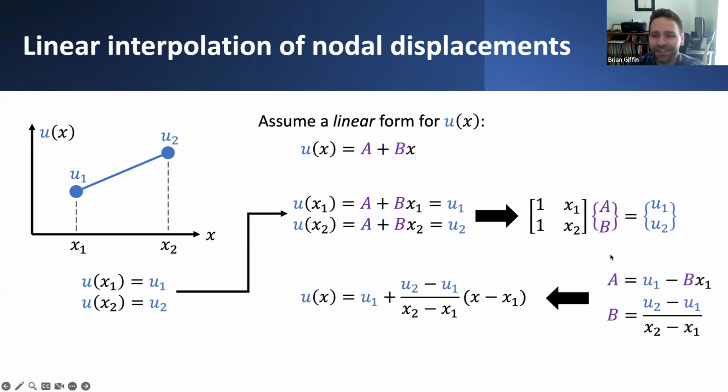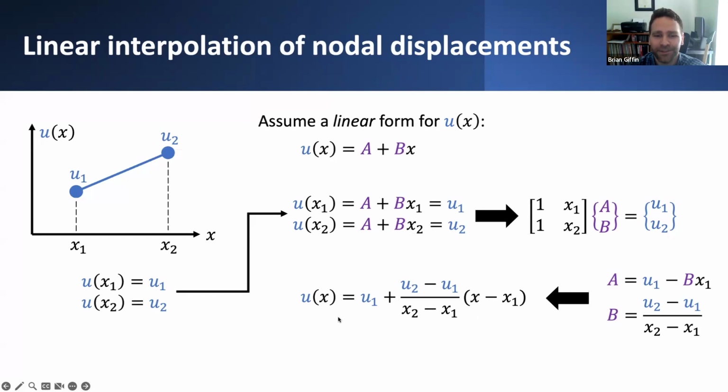In solving this system of equations, I should arrive at values for a and b that look like so. And if I plug those two solution values for a and b back into my expression for u of x, I'll get an expression that looks like this: u1 plus the difference, u2 minus u1 divided by x2 minus x1, and then multiplied by x minus x1. So an interpolatory function that passes through u1 and u2.